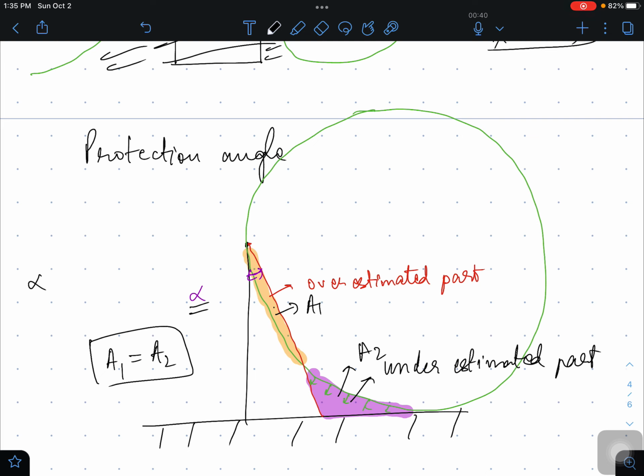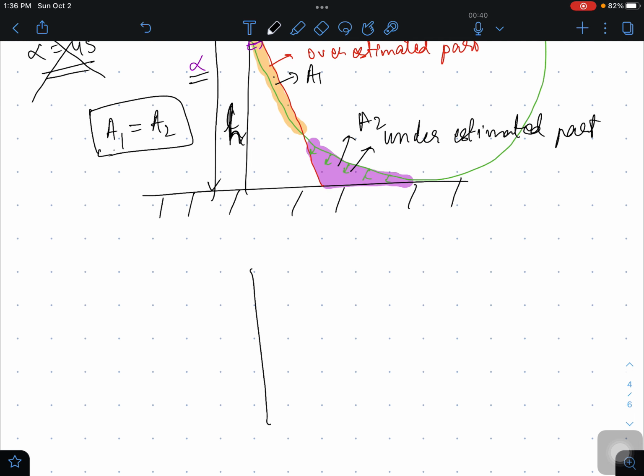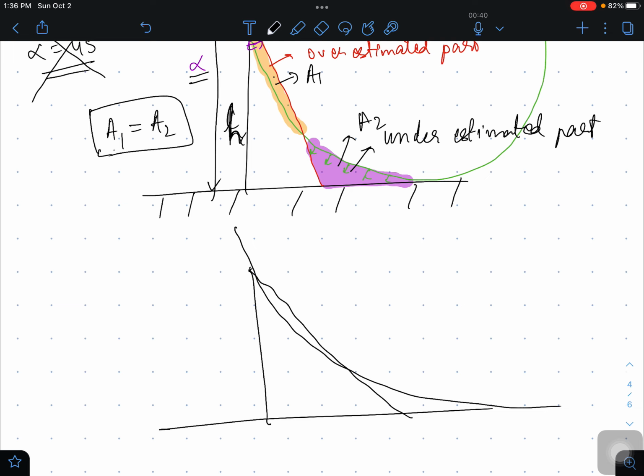So it is not that alpha is always 45 degrees. Please note that this is an incorrect statement. Alpha depends upon when area 1 is equal to area 2, and it will keep on changing based on the length. So as the height of this rod keeps on changing, there will be different angles. Also, if the radius of this sphere keeps on changing, so suppose I draw a radius of very high like this, this angle will be different. And if the rod length is different, it will be different. So it is varying on H as well as R both.